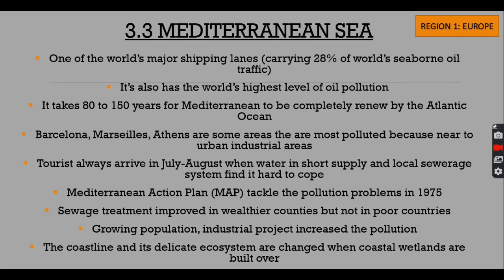In 1975, governments around the Mediterranean Sea met and developed the Mediterranean Action Plan (MAP) to tackle the pollution problems. Through MAP, the Barcelona Convention was adopted, requiring countries to reduce their pollution emissions. The sewage treatment has been improved in the wealthier countries such as France, but the poorer countries such as North Africa, which also pollute the Mediterranean, cannot afford the necessary investment.